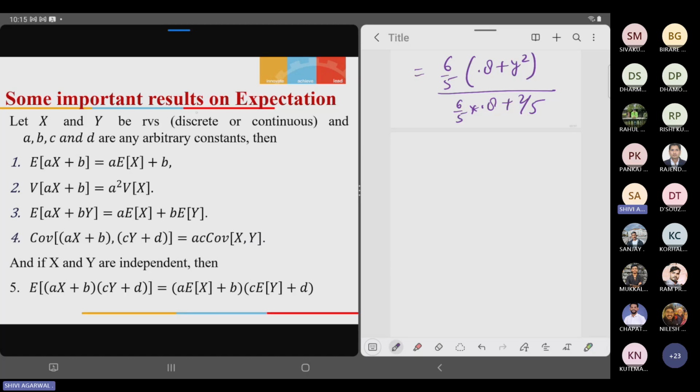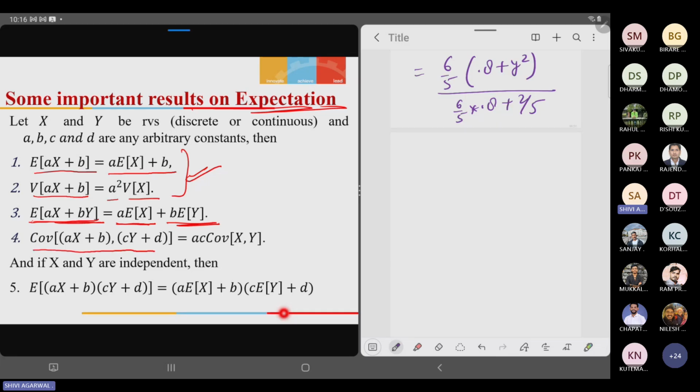Okay. Some more important results on expectation: the expectation of aX plus b is equal to a times the expectation of X plus b. Variance of aX plus b is equal to a squared times the variance of X. Simple. These two you have already done in chapter 3 and chapter 4, but now in chapter 5 we are doing the expected value of aX plus bY, which is a times the expected value of X plus b times the expected value of Y.